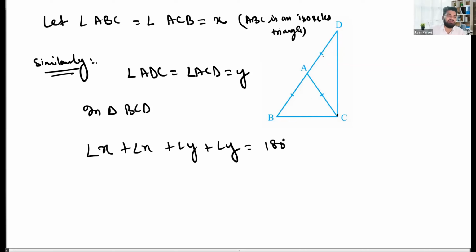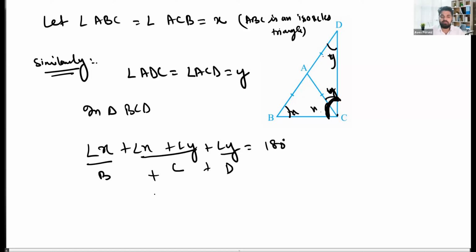Because if you are just considering this whole triangle, the bigger one, this angle plus this angle, X, X, plus this. So they will contribute what? This will become the whole angle, because this angle is X plus Y, the middle one. And this is X, this is Y, and X plus Y will be equal to 180 degrees. This will give you the sum. This is actually angle B, this is angle C, and this is angle D. Got it?